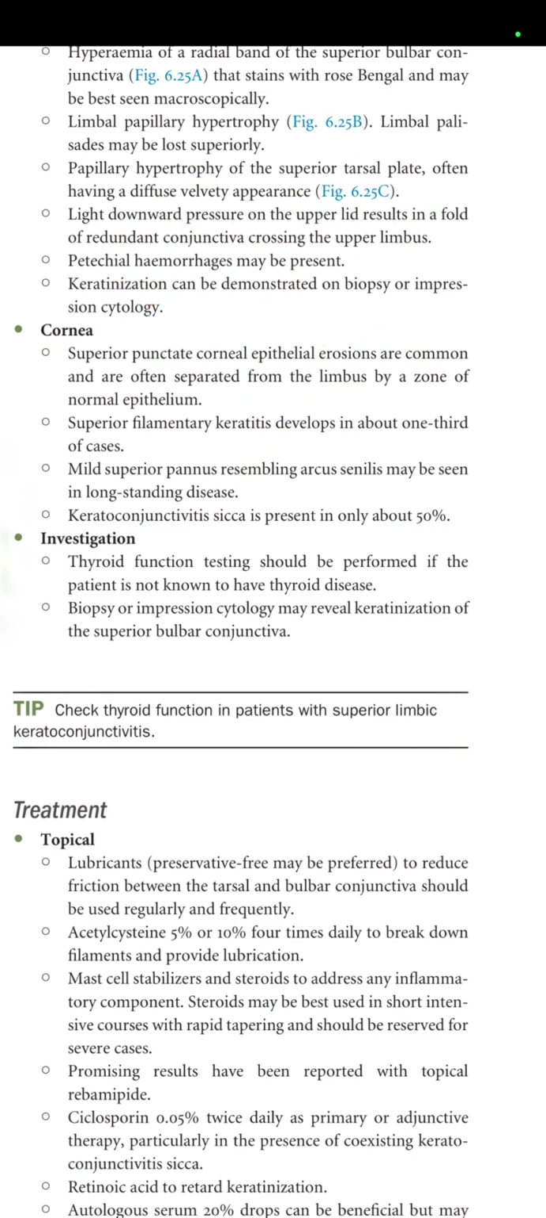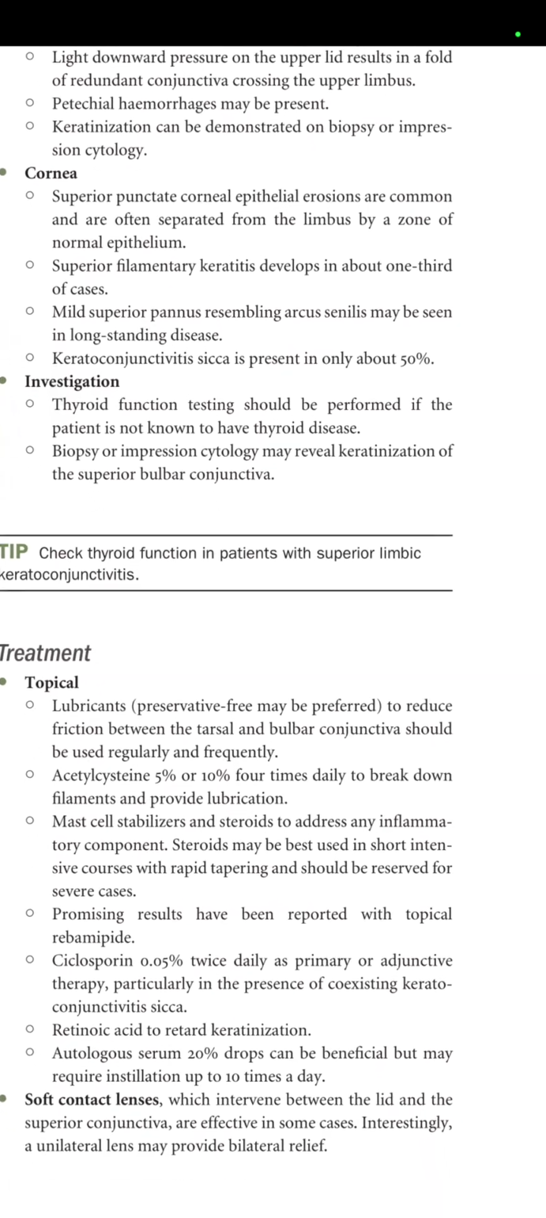Investigation: thyroid function testing should be performed if the patient is not known to have a thyroid disease. Biopsy or impression cytology may reveal keratinization of the superior bulbar conjunctiva. Check thyroid function in a patient with a superior limbic keratoconjunctivitis.